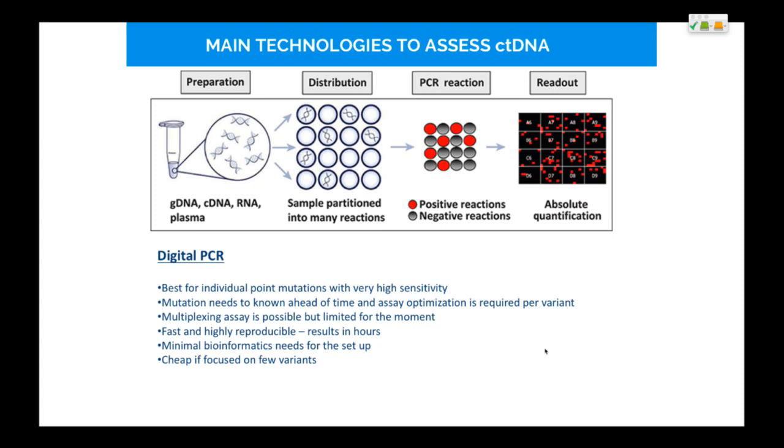So what are the main technologies to assess the ctDNA? The first one is the digital PCR, which is very good technology if you are interested in point of mutation because it's very high sensitivity. Of course, you have to know the mutation before to develop the assay. You can develop some multiplexing, but the number of assay is limited and the turnaround time is very fast.